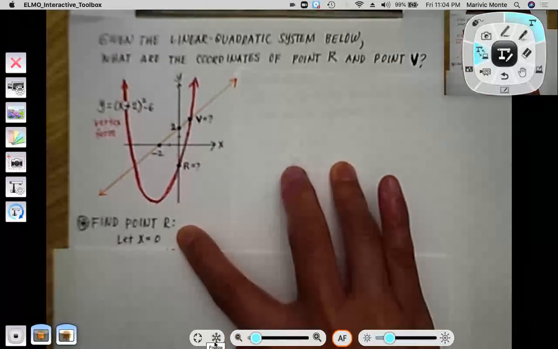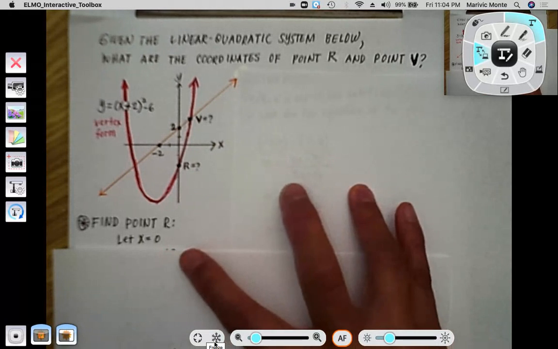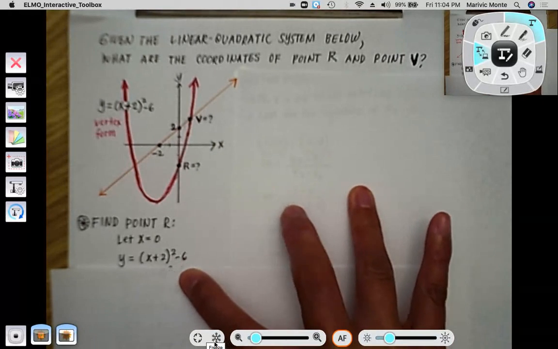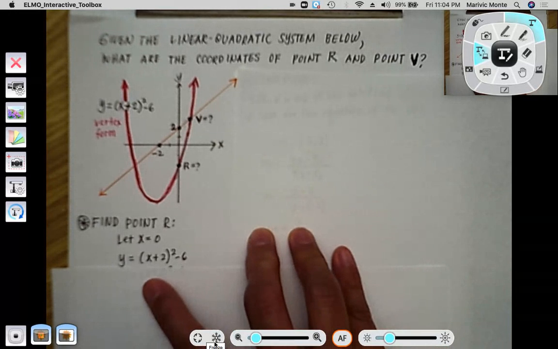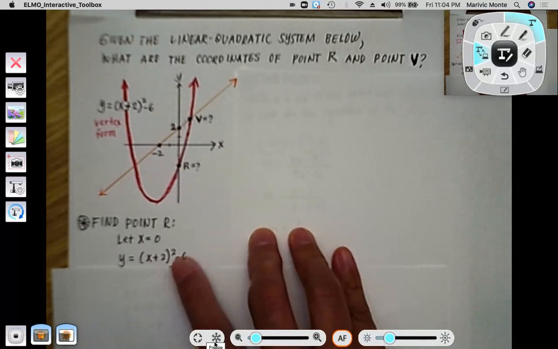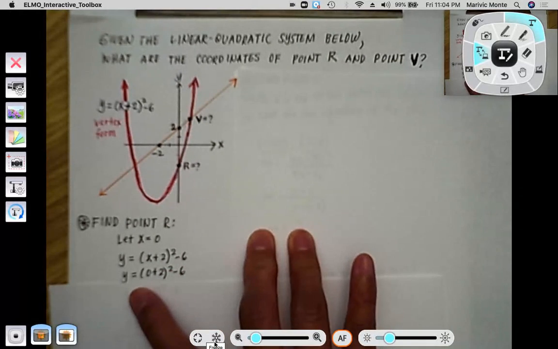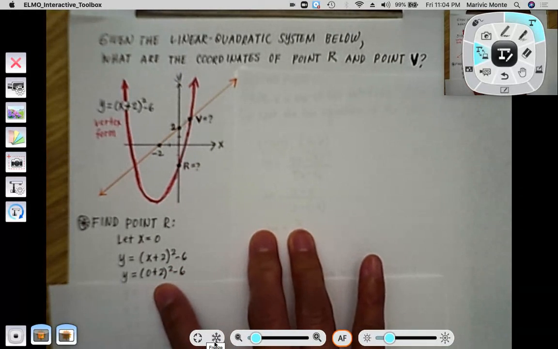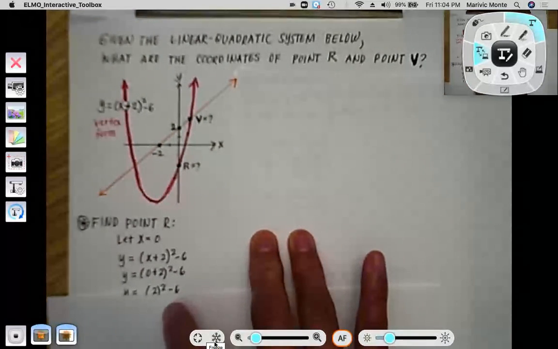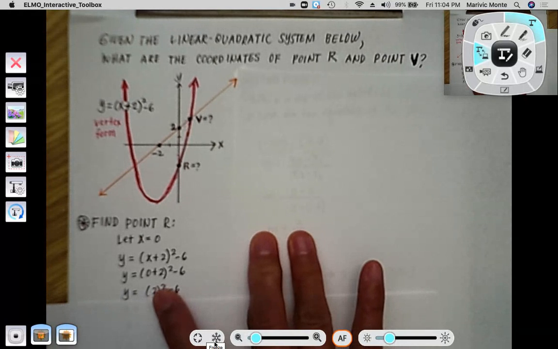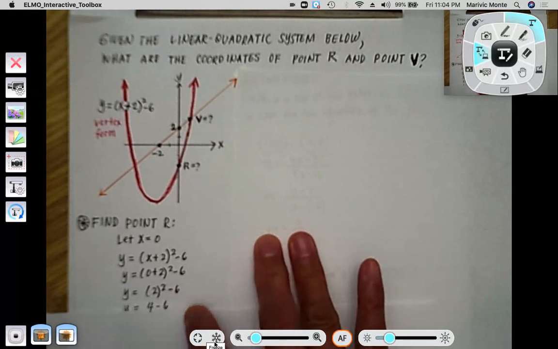So we were looking for R. We let x equal 0 and substituted that 0 into the vertex form, y equals, again, (x plus 2) squared minus 6. Substituting the 0 for x, we end up having y equals (0 plus 2) squared minus 6. And 0 plus 2, of course, is 2. So we have 2 squared minus 6.